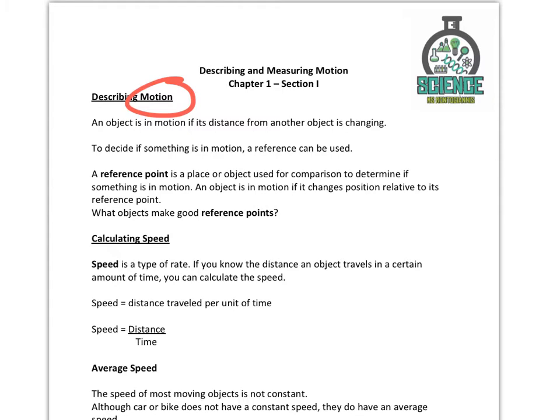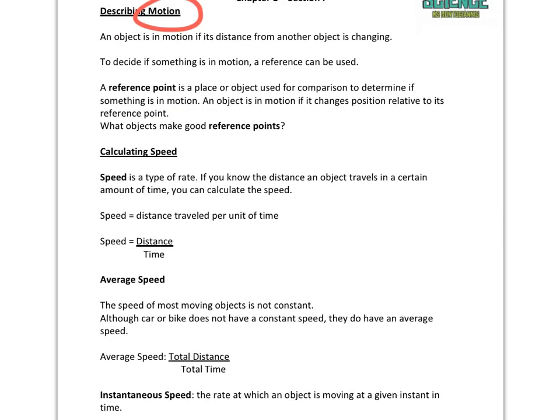Okay, but hopefully what you remember from this lesson specifically is how to calculate the speed of something that's in motion. Now, speed is a rate, and we calculate speed by dividing the distance by the time. And it basically tells us how much distance an object covered in a particular amount of time.